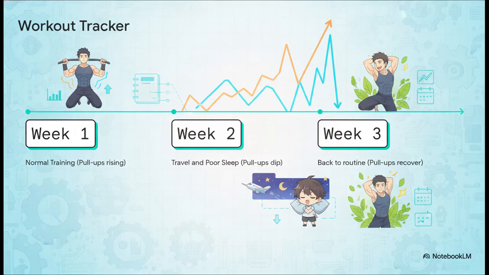Take this example from our source material. A user uploaded their raw notes from a workout tracker logging their weekly pull-ups. The AI took that, mapped it against the user's schedule, and visually proved that travel and poor sleep in week 2 directly caused a pretty painful dip in their physical strength. And then, as you'd expect, it seamlessly recovered in week 3 once they finally caught up on their rest.